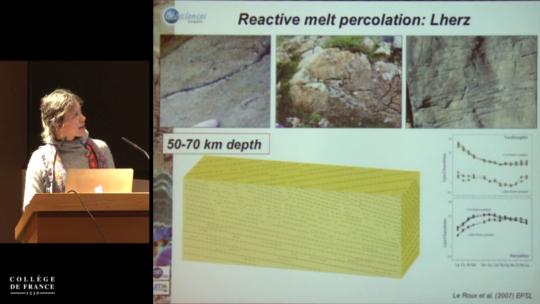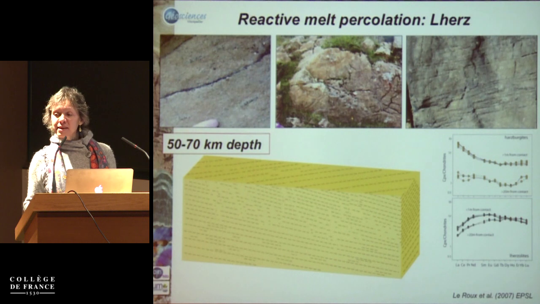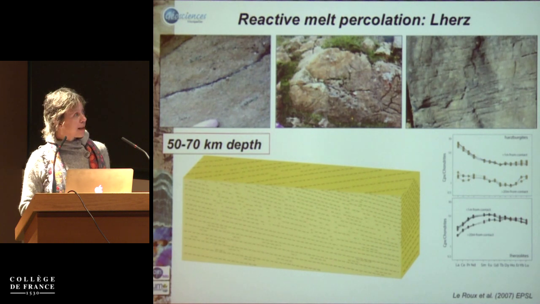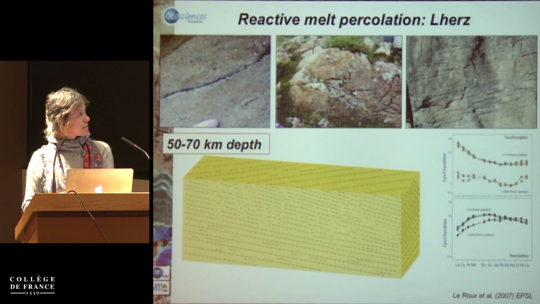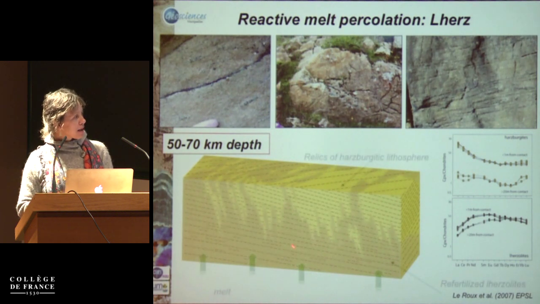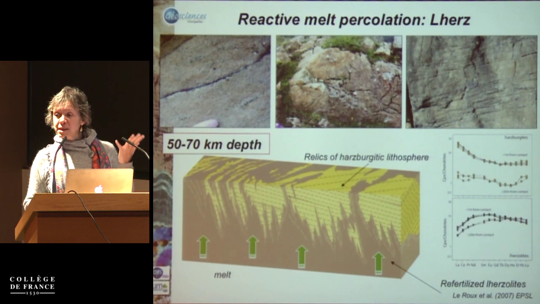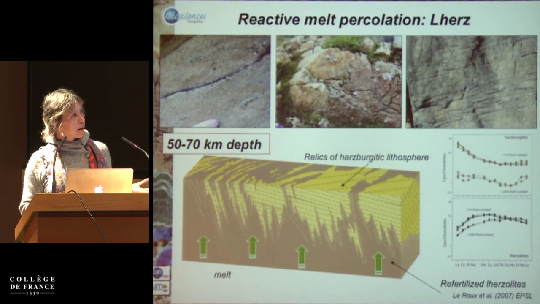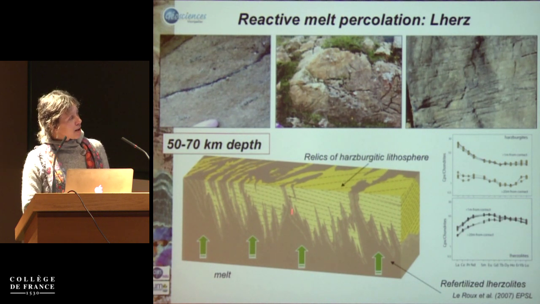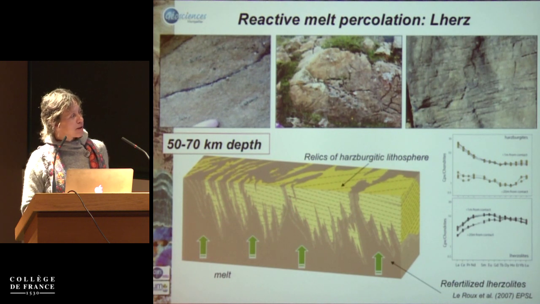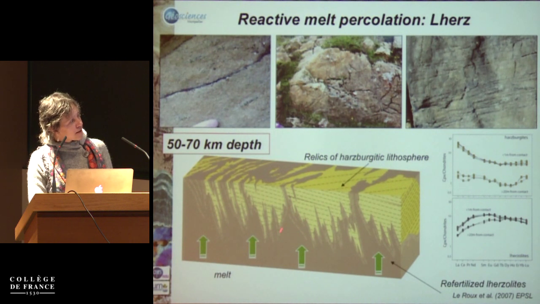And what we see in Lherz is that you had a previous mantle lithosphere that was deformed, that has a refractory composition, so it was mainly harzburgite. And then you had melt percolation through it. The melt reacted with the harzburgites. It crystallized pyroxenes. We are deeper in the mantle, so plagioclase is not stable anymore. So these pyroxenes will just transform the harzburgites into lherzolites, so you get more fertile another time. And you get a new deformation that follows this, that cross-cuts the old harzburgite foliation.